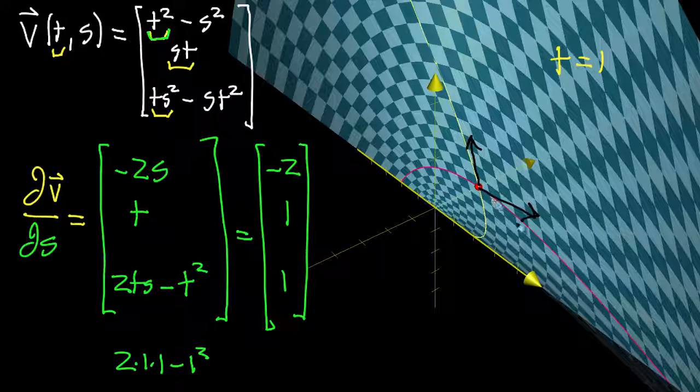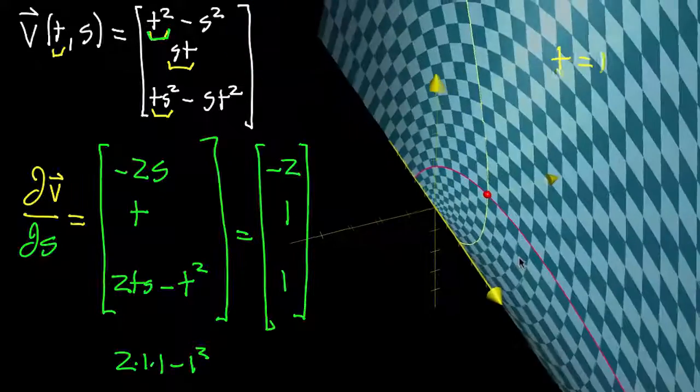And later on I'll talk about things like tangent planes, if you want to express what a tangent plane is, and you can think of that as being defined in terms of two different vectors. But for now, that's really all you need to know about partial derivatives of parametric surfaces.